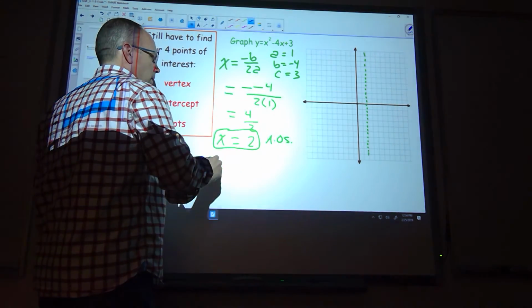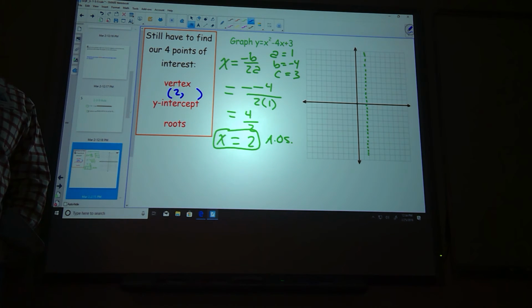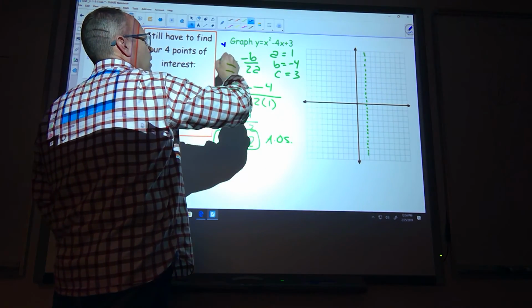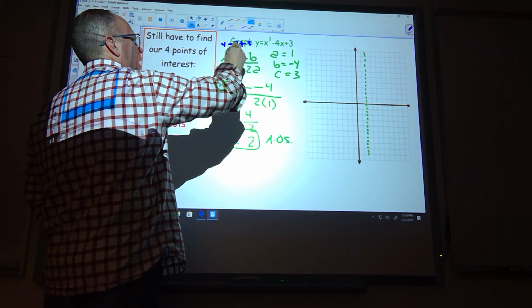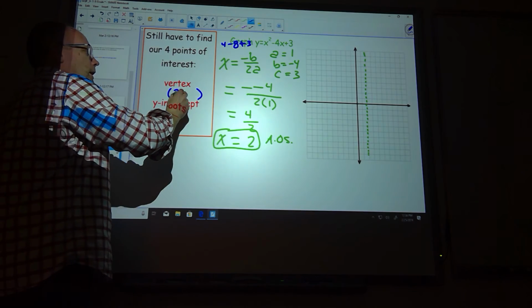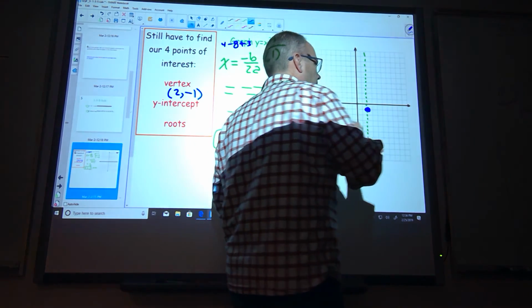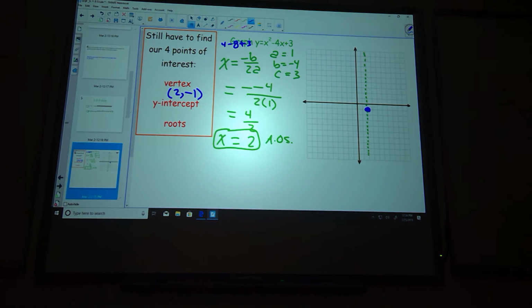So let's find the rest of my vertex. So I know that I have 2 comma, how do I find the rest of my vertex? Plug it into your x value. So 2 squared is 4. And then 4 times -2 is -8. And then plus 3. So 4 minus 8 is -4. -4 plus 3 is -1. So 2, -1 is right there. Is that okay?